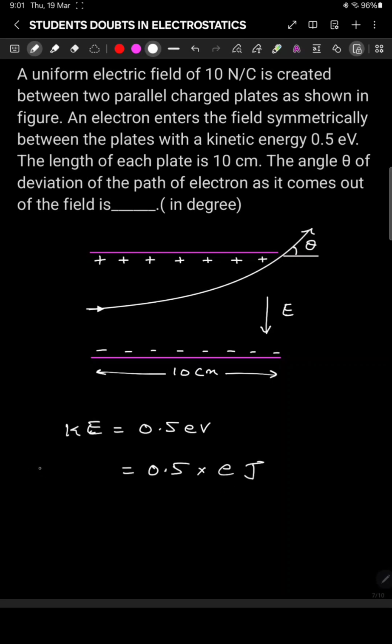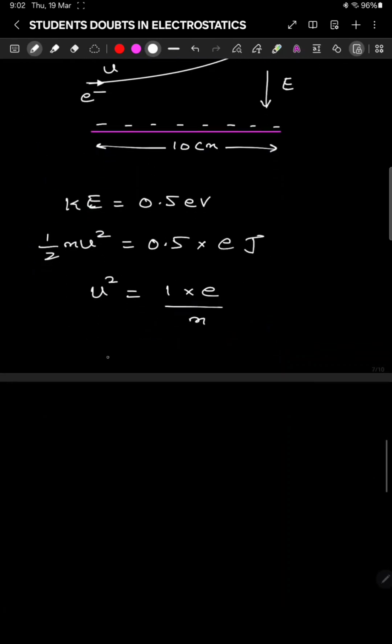The kinetic energy formula will be half m u square, where u is the initial velocity of the electron and m is the mass of the electron. Then u square becomes 2 into 0.5, so it becomes 1 into e by m. So now we will get u value as root of e by m, where e is the electron charge and m is the mass of the electron.